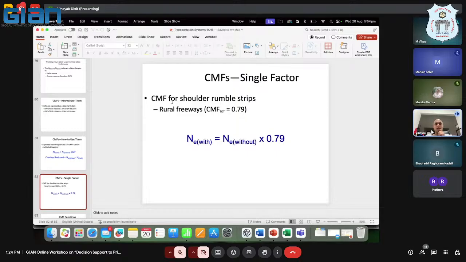The CMF for a shoulder rumble strip, so there are rumble strips on shoulders, right, is known to be 0.79. So NE without minus NE with is NE without multiplied by 0.79. So there's almost a 13% reduction. Not 13. How much is this? 21% reduction in crashes.